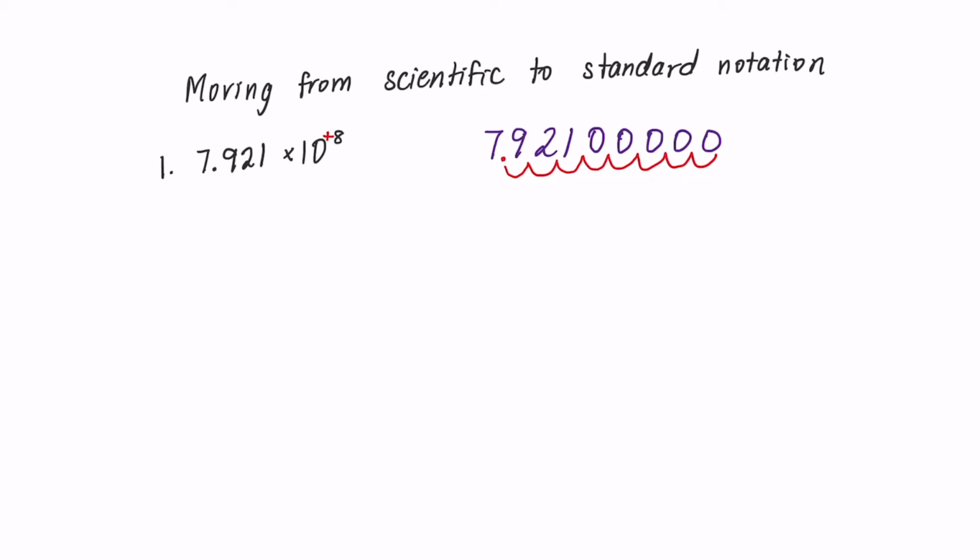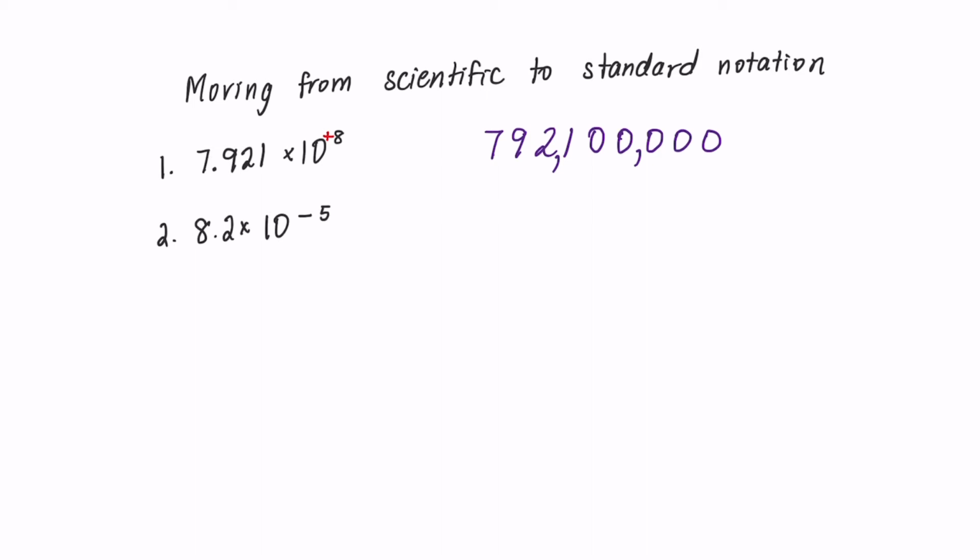Now that we have the decimal in its new place, we can read our final number to be 792,100,000. Hopefully that's not too bad. All we did was look at the exponent to see how many places to move the decimal. Now let's go over another example.